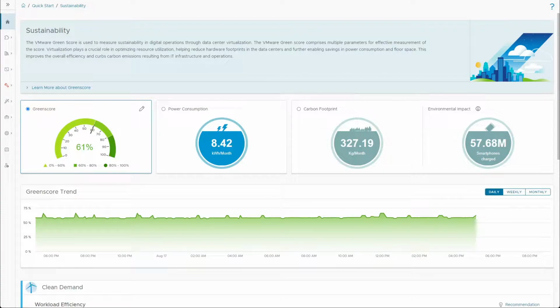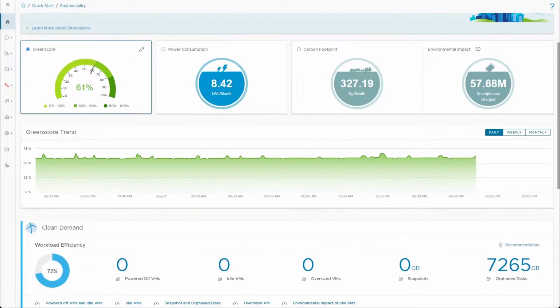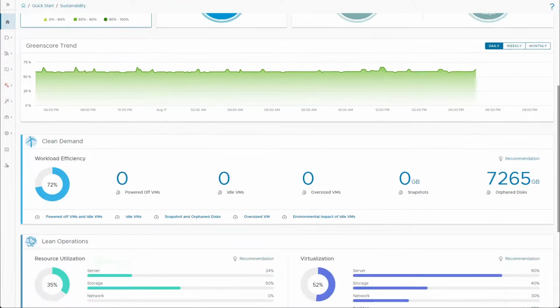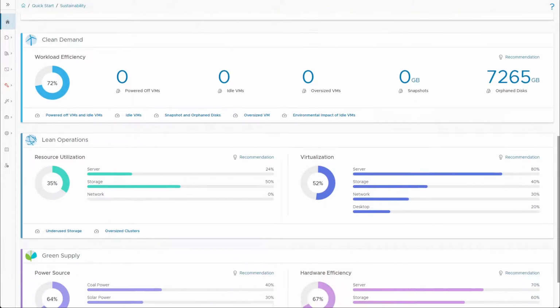The new Sustainability Dash in vROps shows you how green or efficient your environment is by giving you a green score. We can also see power consumption and carbon footprint. Green score is calculated from three categories of impact: clean demand, lean operations, and green supply.